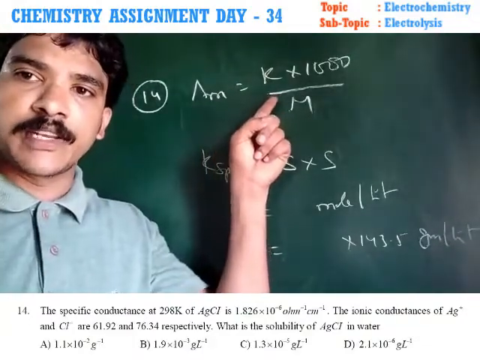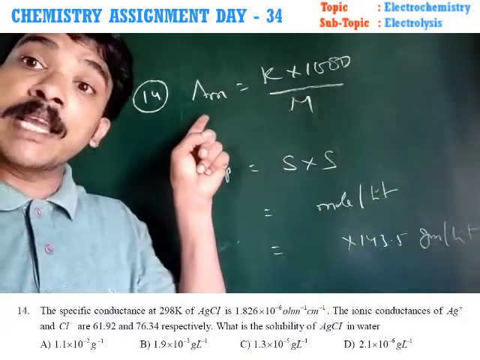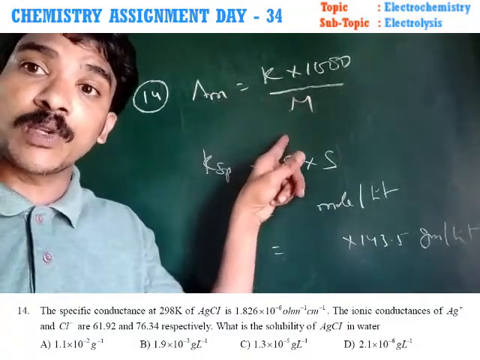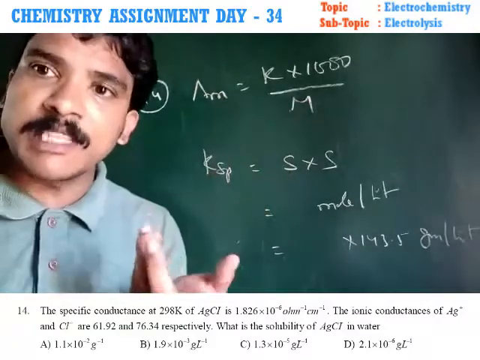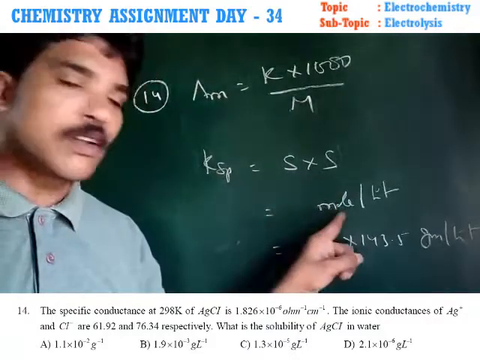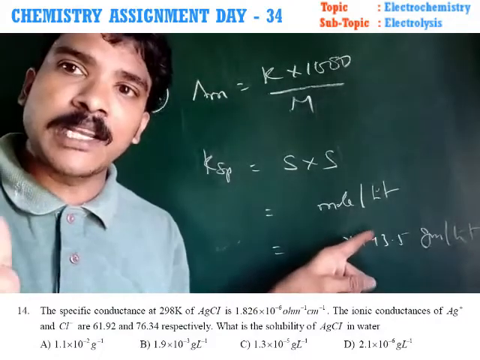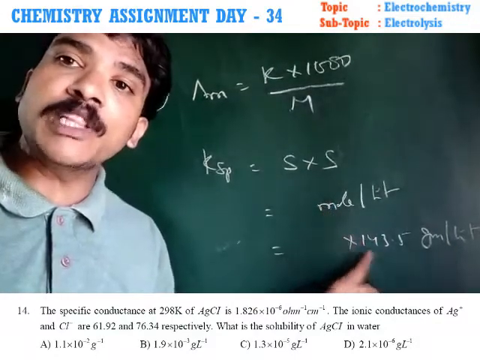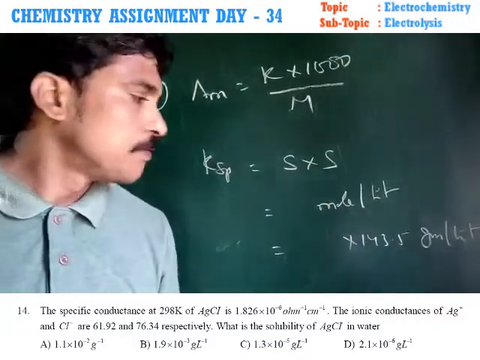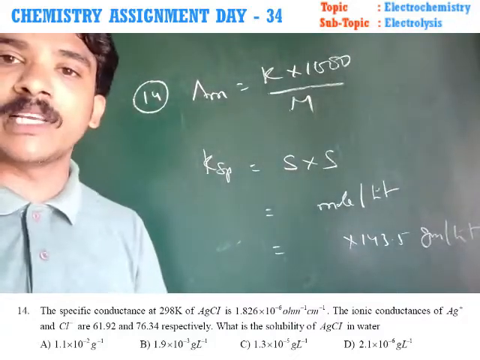Question number 14. Specific conductance value is given. Lambda m values of Ag plus and Cl minus are given. By using this formula, you can find the molarity. Molarity is nothing but solubility. Then the solubility product of AgCl is equal to S square, and we get the answer in moles per liter. But the option is given in gram per liter. Therefore, that value is multiplied with 143.5, the molecular weight of AgCl. Then we get the answer in gram per liter. That value is 1.9 into 10 power minus 3.